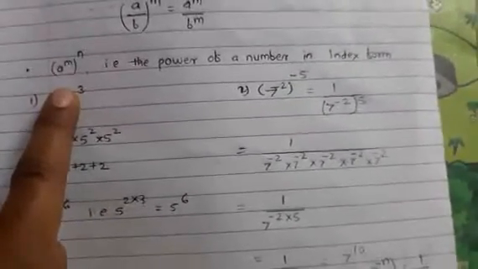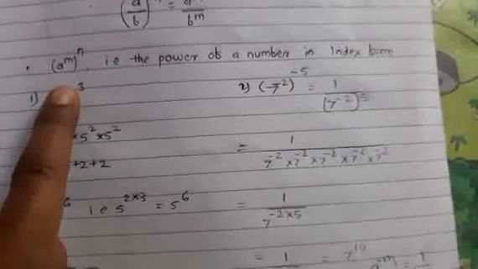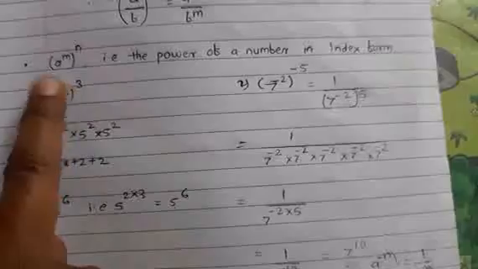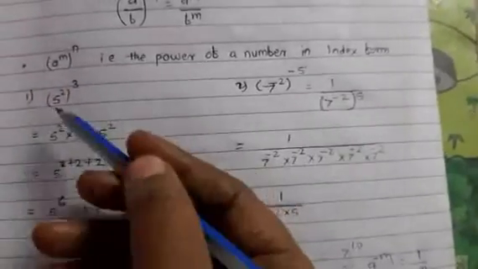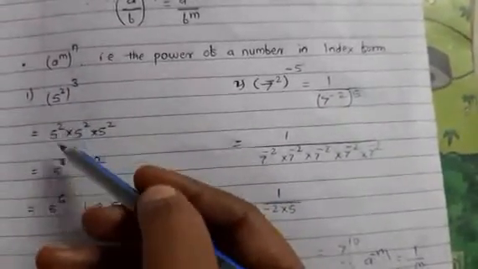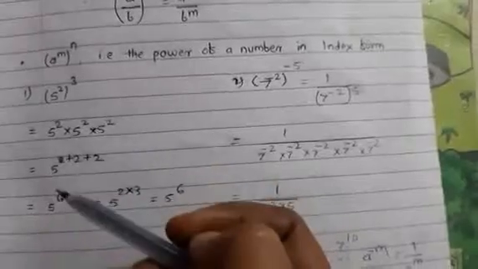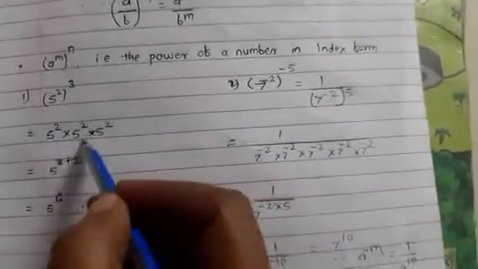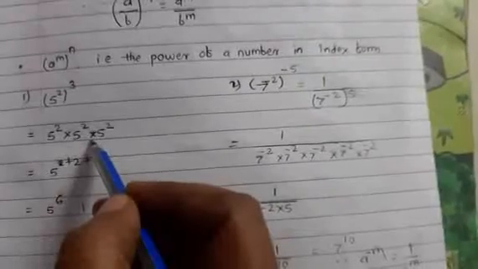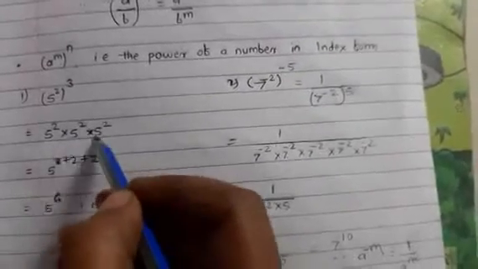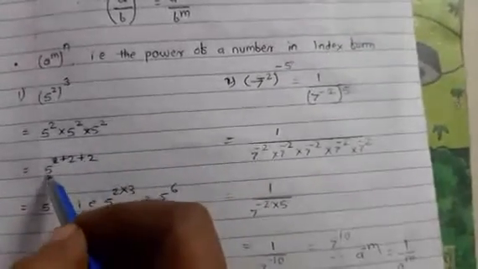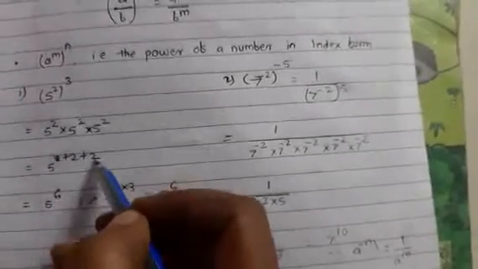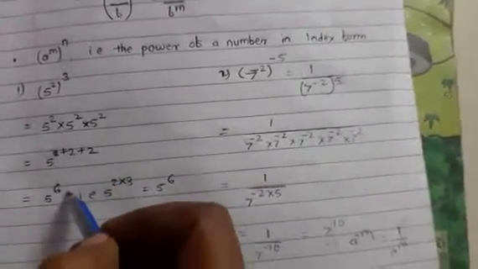As the index is 3, whatever the base is will be repeated 3 times. What is the base we have considered? 5 raised to 2. So 5 raised to 2 is repeated 3 times: 5 raised to 2 into 5 raised to 2 into 5 raised to 2. Now the base is the same, 5, and multiplication is there, so indices are added: 5 raised to 2 plus 2 plus 2, that is 5 raised to 6.